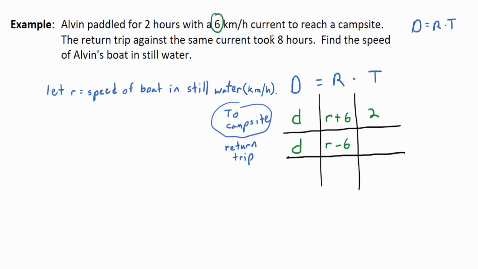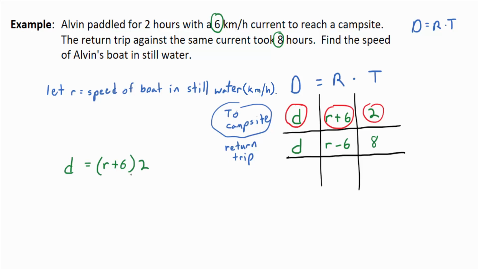How long does it take? 8 hours. Okay. So notice what I've done within my tic-tac-toe chart. I've actually created 2 equations, 2 unknowns. Do you see them? We've got distance. In the top row, we have distance equals rate times time. So distance, d, equals quantity r plus 6, that's the rate, times time is 2. That's what the first row tells us.